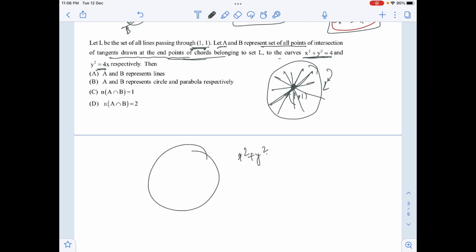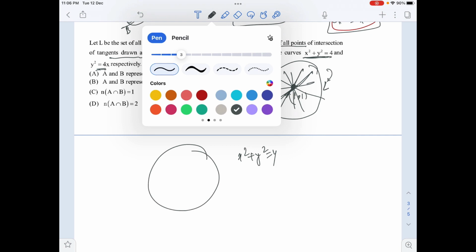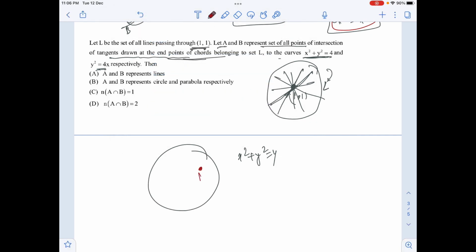Okay, the curve is x square plus y square equal to 4. So if we take the point (1, 1), it will definitely be inside the circle. Now there is a set of lines passing through it. So set L will contain different lines.